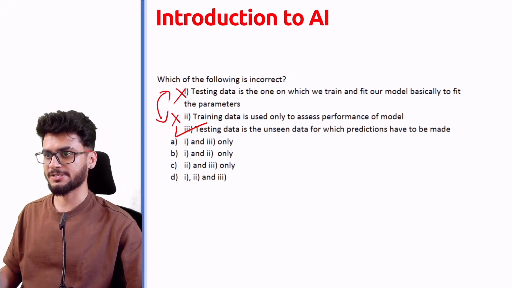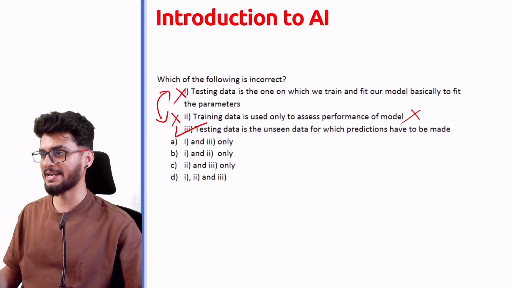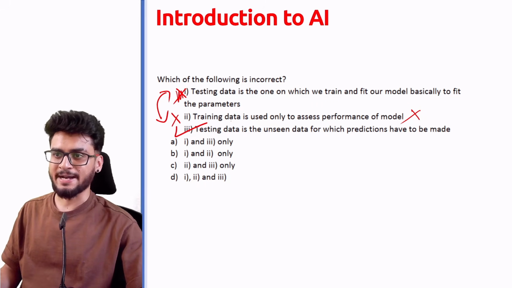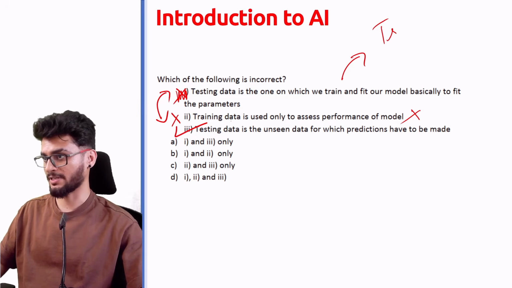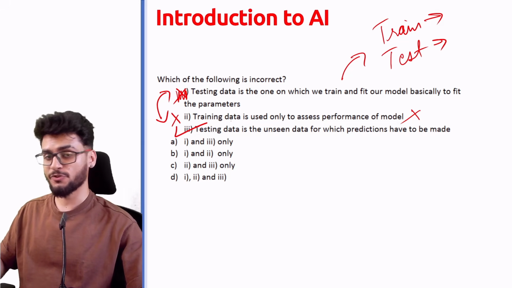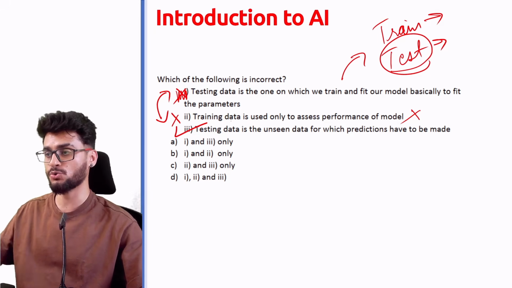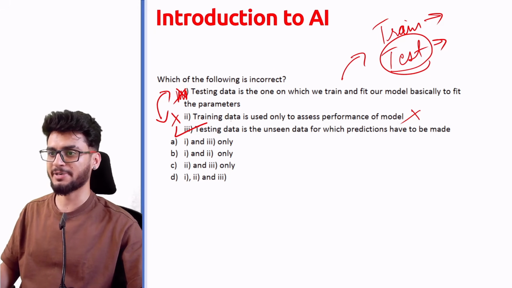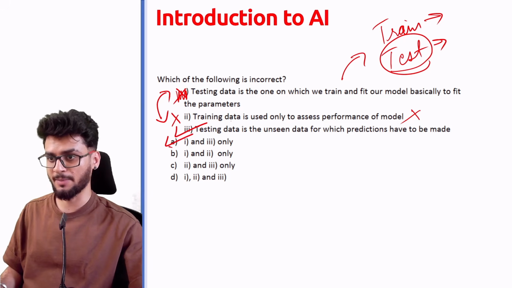Let's recheck the first and second one. Training data is used only to assess the performance of the model. 2 is definitely not the case. Testing data is the one on which we train and fit our model. Okay, so this is actually not wrong. Testing data is also used to train it. So there are two types of data. You train the model, then you also test the model. So if your model is good enough, then you can use this test data also to train it again. But the question seems a bit complicated. However, this is the right answer. A part.